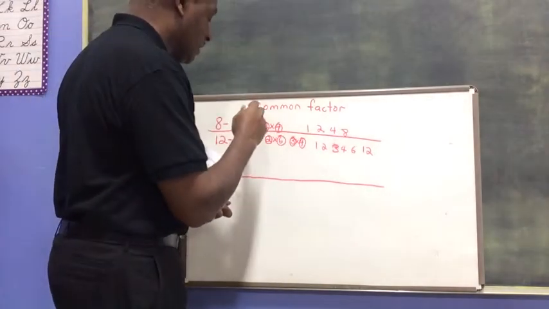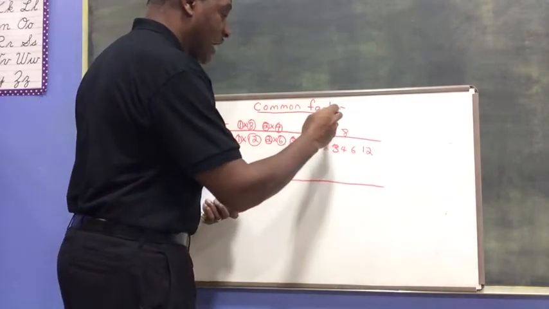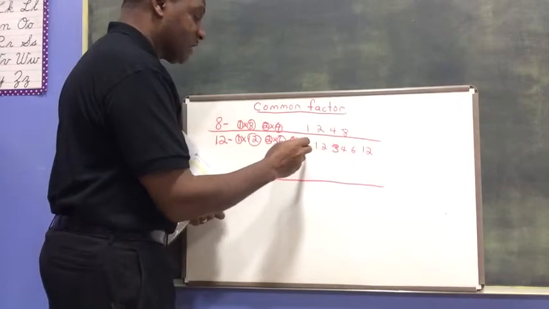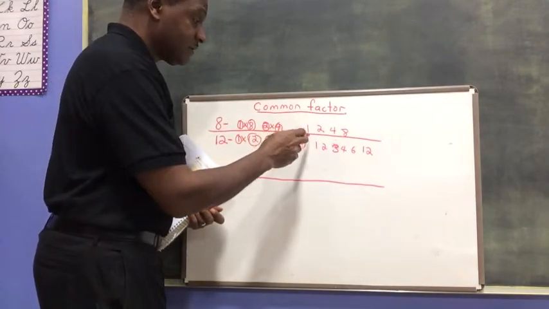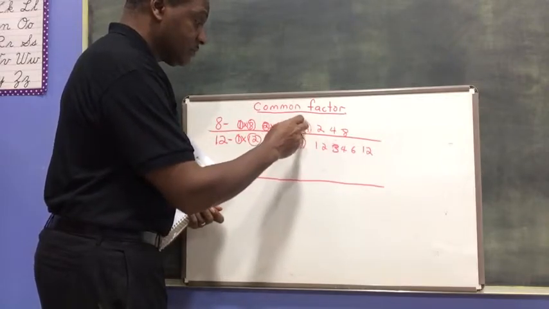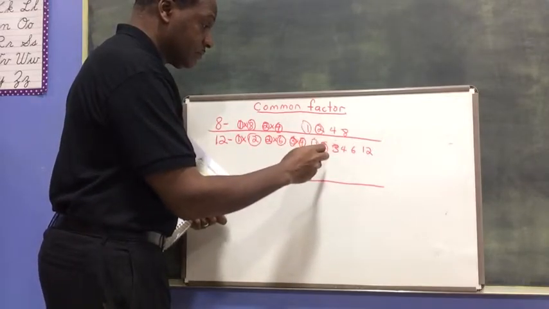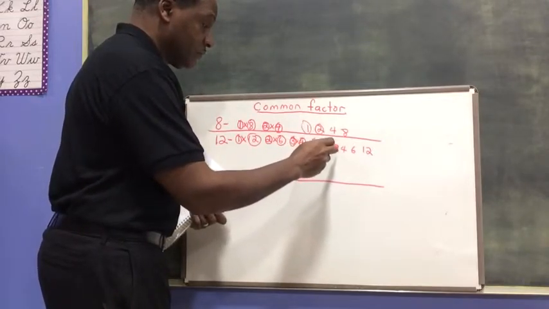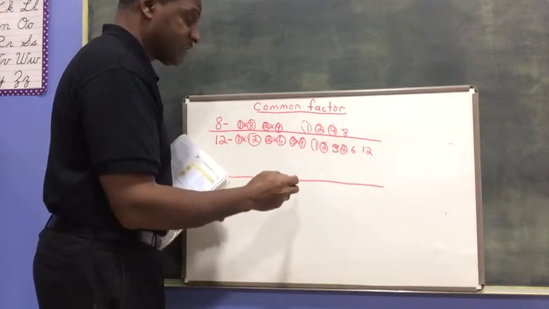Now, between the number 8 and the number 12, they both have what we call common factors. What are the common factors of 8 and 12? Titus? The common factors of 8 and 12 are 1, 2, and 4. And that's all. That's it.